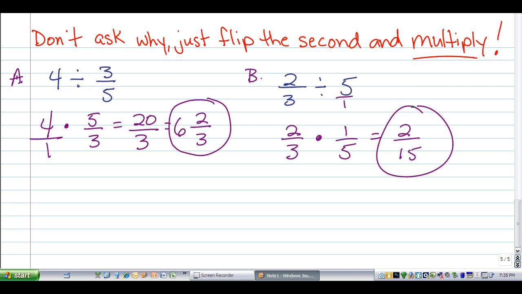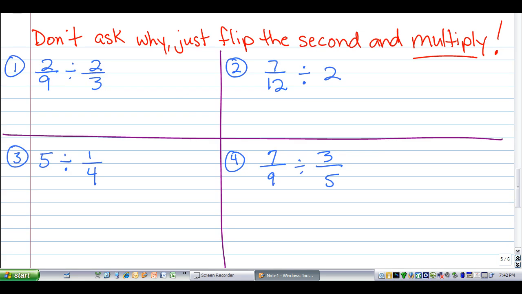Okay. Now, let's give you some to do on your own. Okay, here are your 4. So pause the video and show all of your work. And remember, don't ask why, just flip the second and multiply. Okay, I'm going to do these one at a time, so you follow along and see where you made a mistake, if you made any.